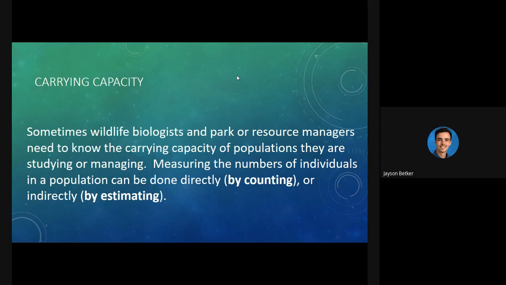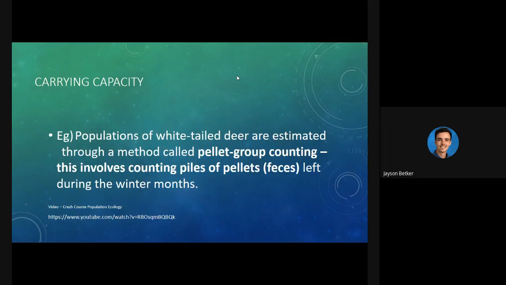Populations of white-tailed deer are estimated through a method called pellet group counting. And yes, you might have guessed it, it's not a pretty job, but this involves counting the piles of pellets or feces that they have left behind during the winter months, all in the name of science. So yeah, might not be the most glamorous job, but there are people out there doing it.